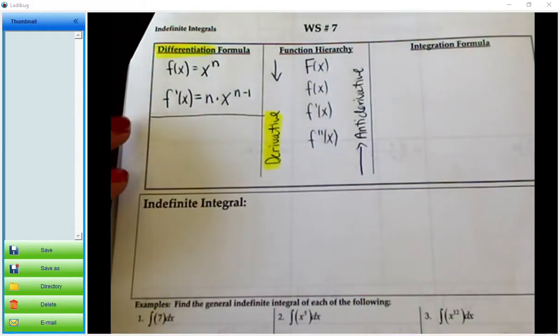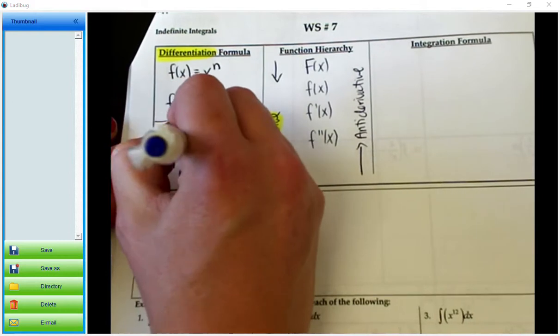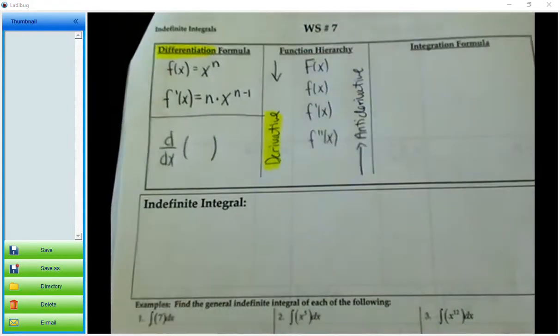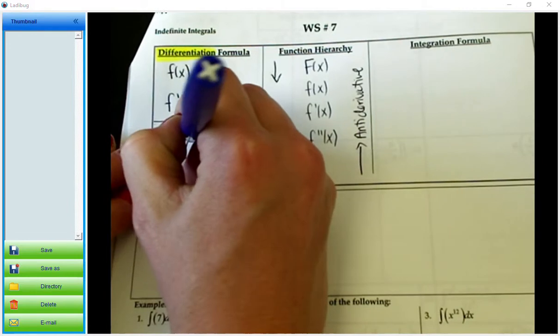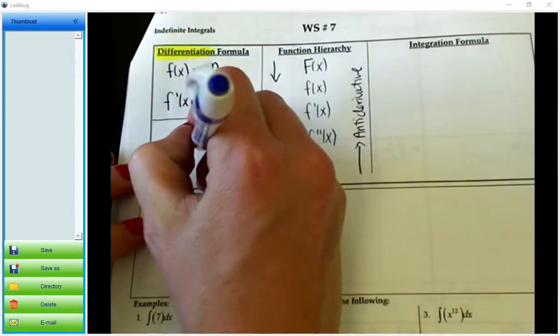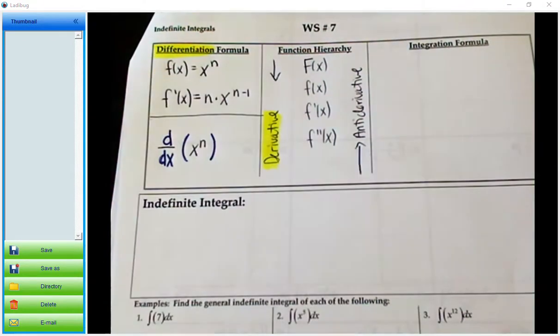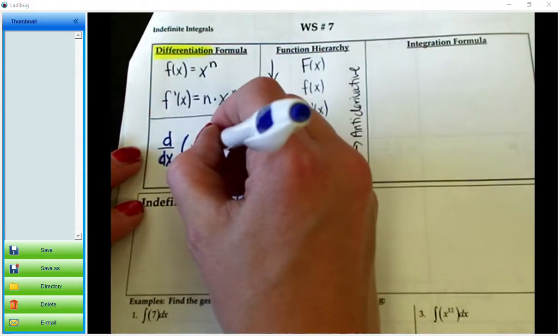Okay, now we're going to write it in a different format. d/dx. Okay, these two things go together: the d/dx and then the grouping symbols. That means take the derivative of whatever I put inside the parentheses. So the rule is the same, it's just a different format.